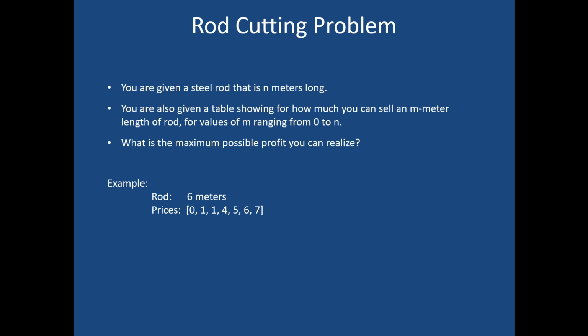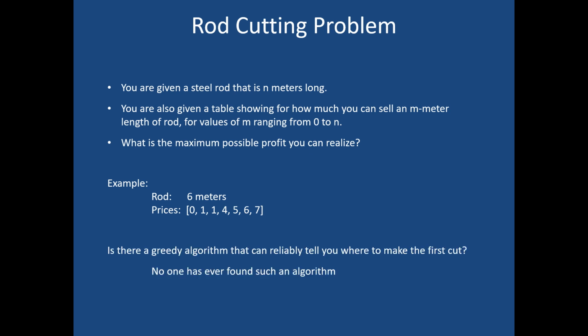Yeah? Go for 3-meter rods. Or if we cut it in half, we can sell the 2 halves for 8, right? Anyone see a way to do anything any better? I don't believe so. We could sell the whole thing for 7. We could cut it into 5 meters and 1 meter and sell it for 7. Yeah. But 8's the best we can do. That's the sweet spot. Okay. There's the answer to this. Is there a greedy algorithm? Probably not. No one's ever found one, and most people believe there isn't such a thing.